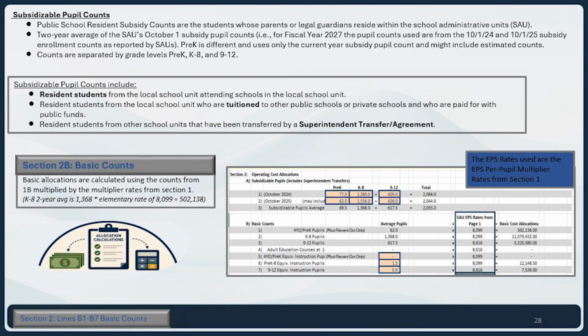So for section 2B, it's simply the basic cost allocation, and that takes the counts from up in section 2A, those subsidizable pupils, 2-year average for K-8 and 9-12, and current year for pre-K. And it simply multiplies those counts by the rates we calculated in section 1, and that is your basic cost allocation to provide education in section 2.